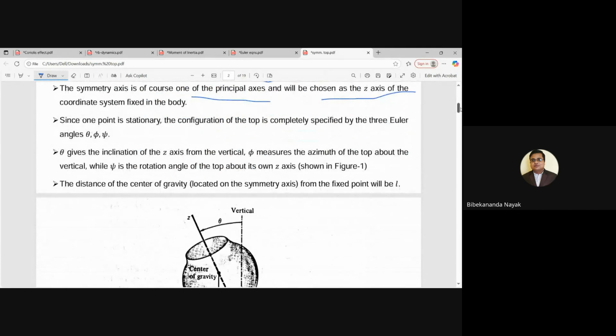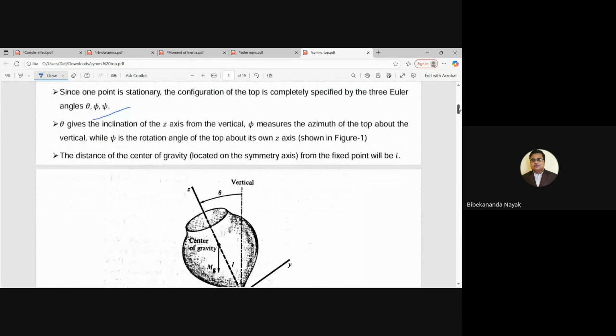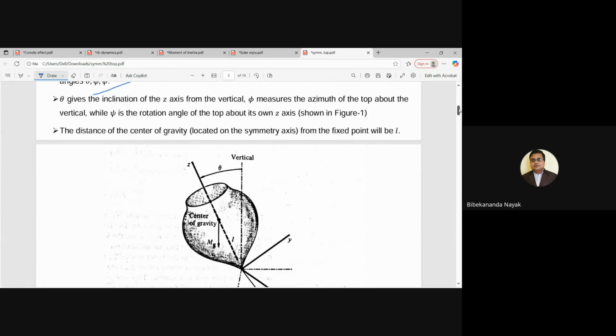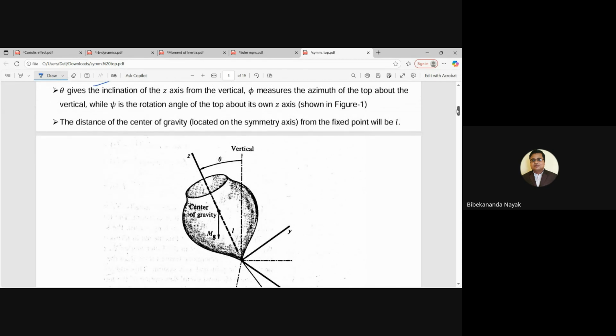That means I1 is equal to I2. So we have three Euler angles: phi, theta, psi. Theta gives the inclination of the z axis from the vertical. In the second rotation, theta, about the x axis, we rotate through theta. First is phi, then theta, and the last one is psi. This is our picture of Euler's angles.